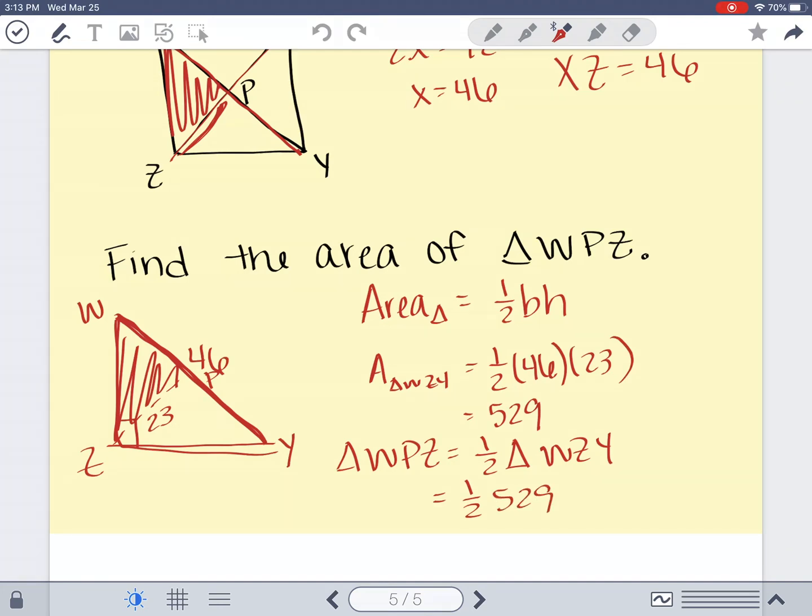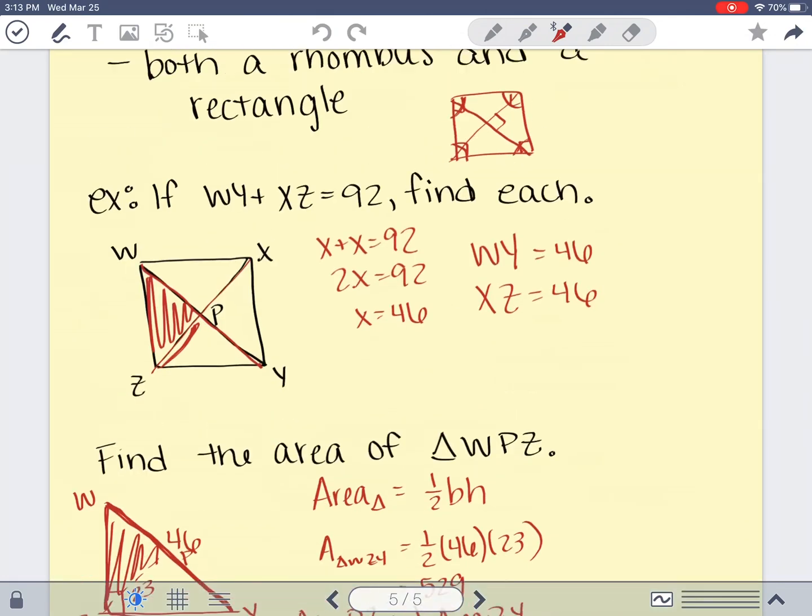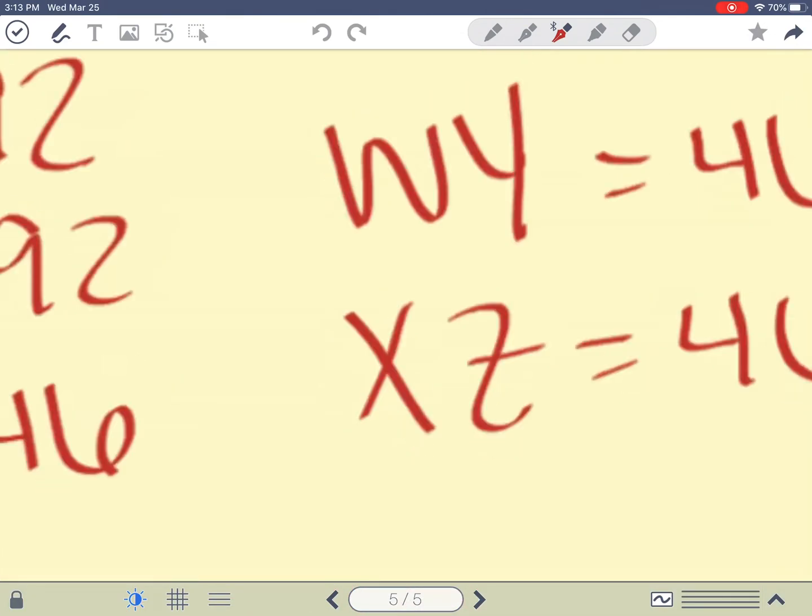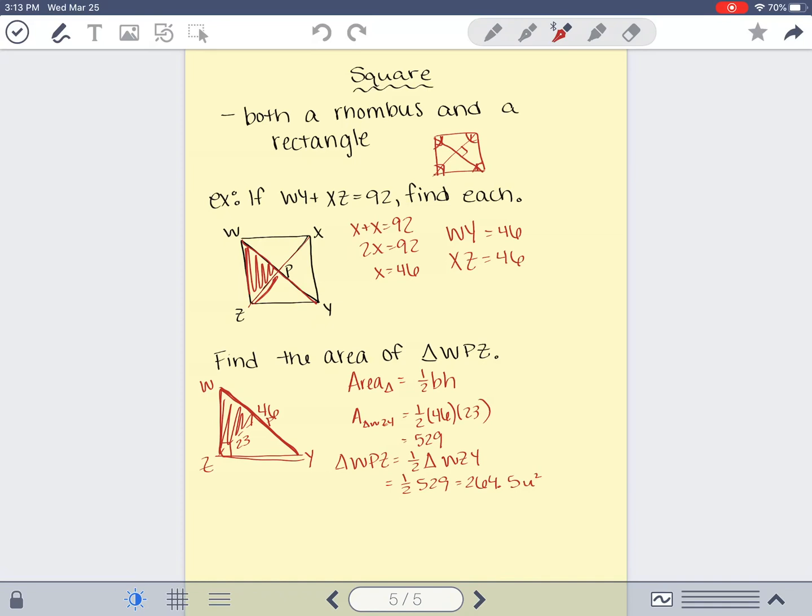So we can do 1/2 of 529, and we get 264.5 units squared. We don't know exactly what units they are, but it is units squared because area is always squared.